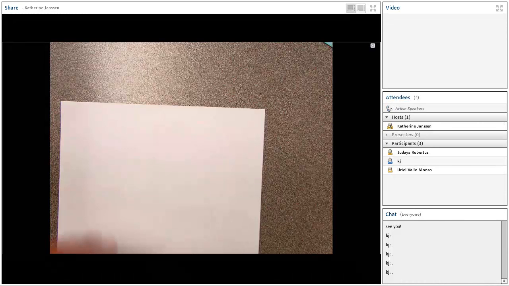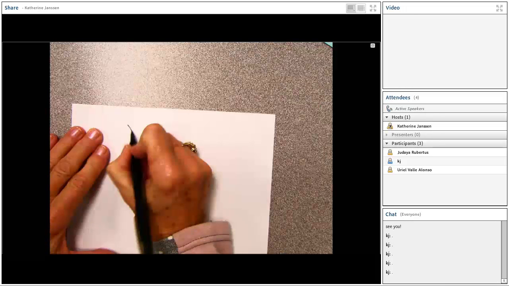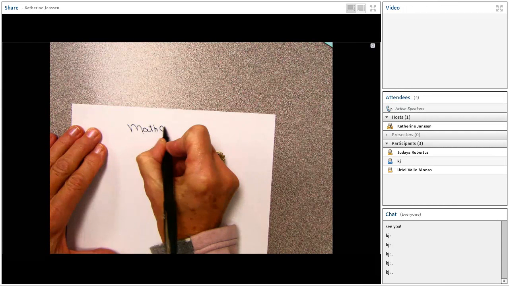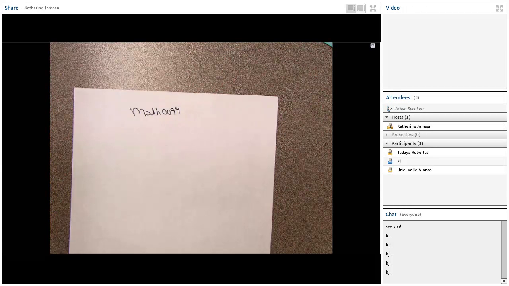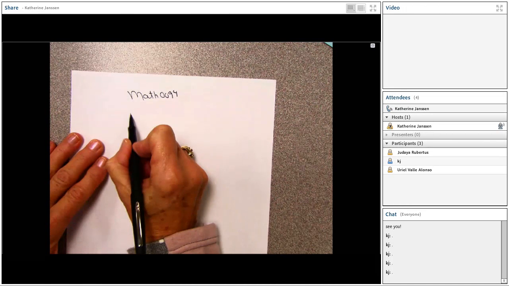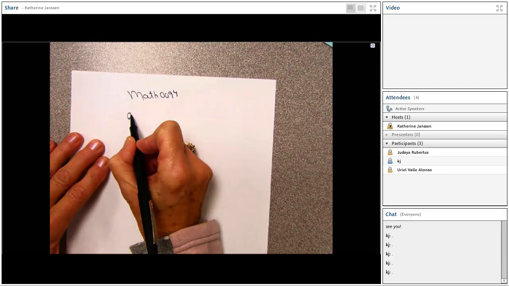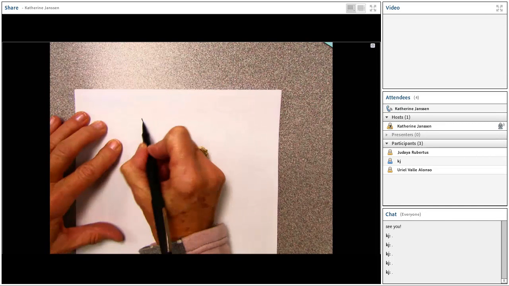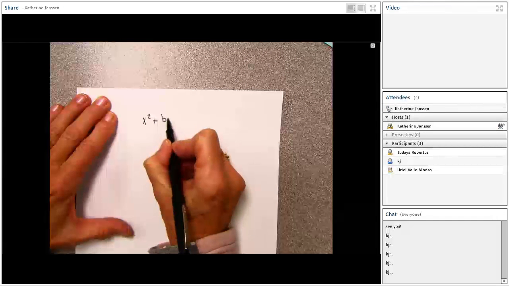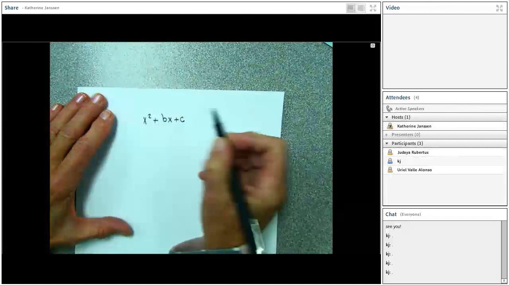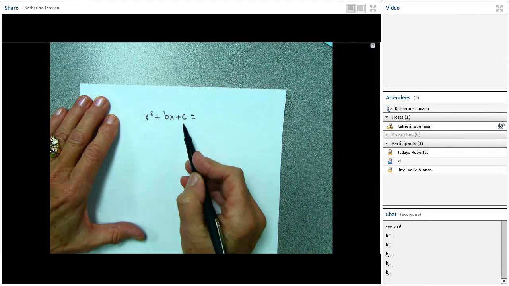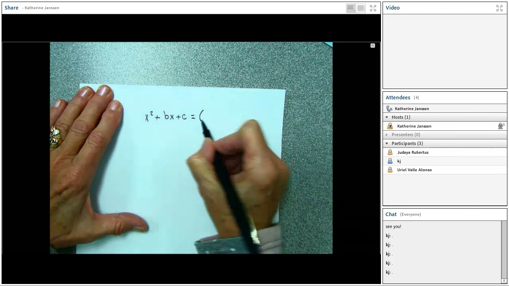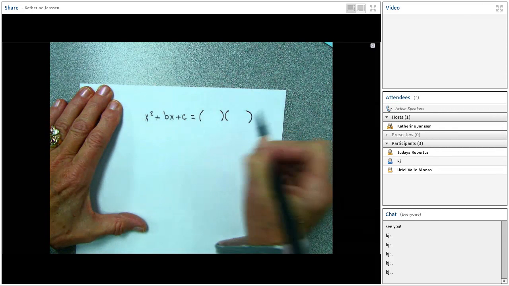Okay, Math 99. Today we're continuing to factor. And we've been working with our form pattern of x squared plus bx plus c, expecting that if we see this pattern, we can factor it as a product of two binomials.